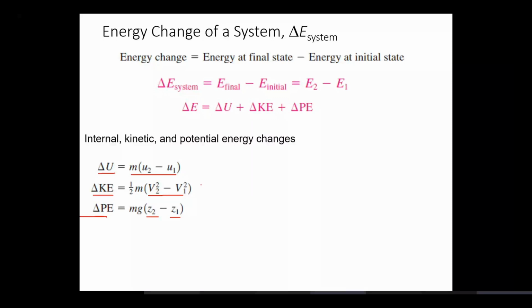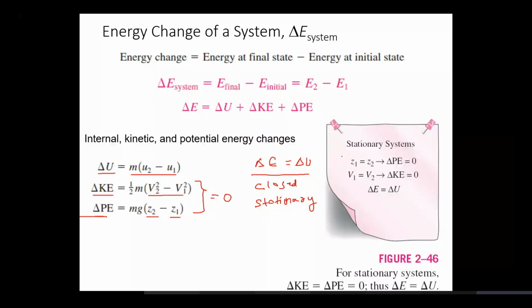Zero change. No change. Kinetic energy zero, potential energy will remain the same. Very good. So for a stationary system, the change in energy of the system would essentially be equal to the change in internal energy of the system. For a closed stationary system, the total change in the energy of the system would be essentially equivalent to the change in internal energy of the system. As it is mentioned over here, the total change would be equivalent to the change in internal energy of the system. So this is the right hand side of the equation.